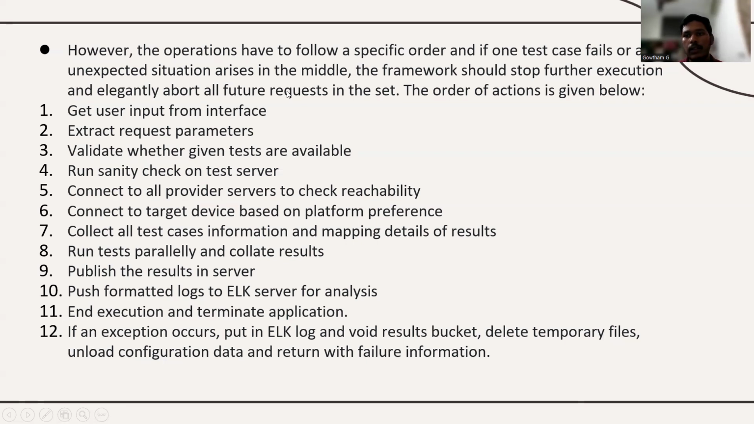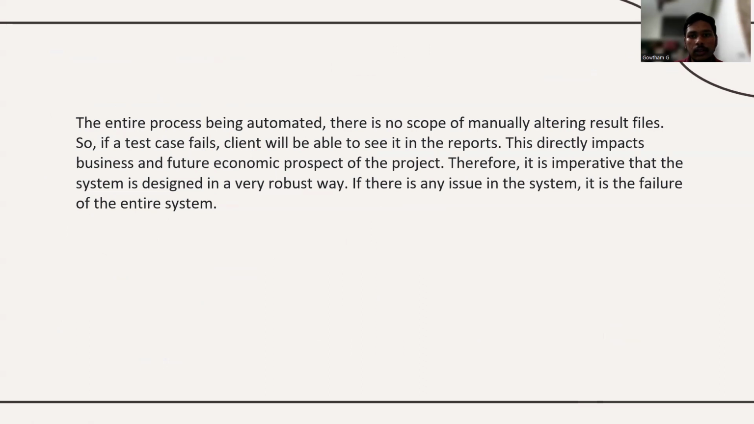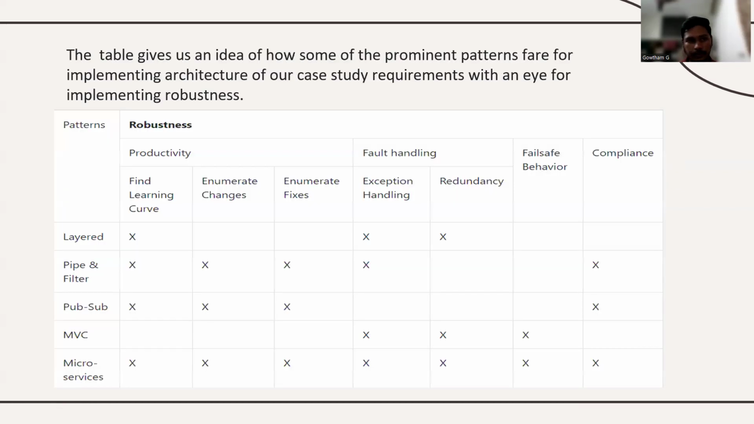There are 12 sequences of actions which should be followed in order to ensure correct testing of the framework. So the entire process is automated. There is no scope for manually altering result files. So if a test case fails, the client will be able to see it in the reports. This directly impacts business and the future economic prospects of the project. Therefore, it is imperative that the system is designed in a very robust way. If there is any issue in the system, it is a failure of the entire system.